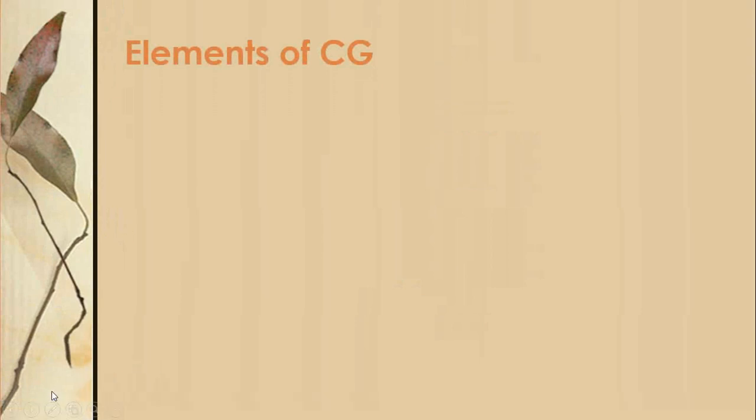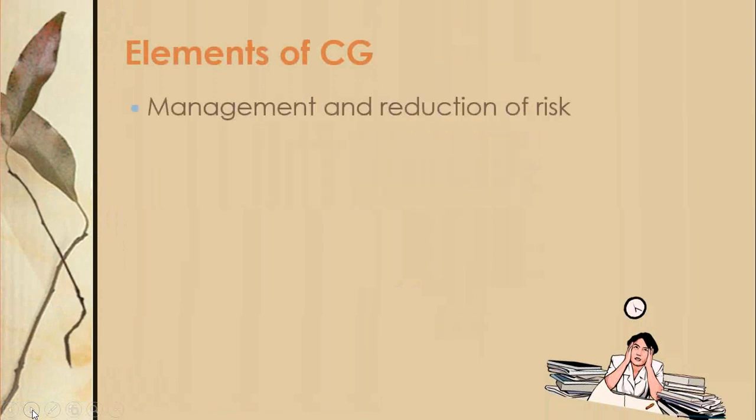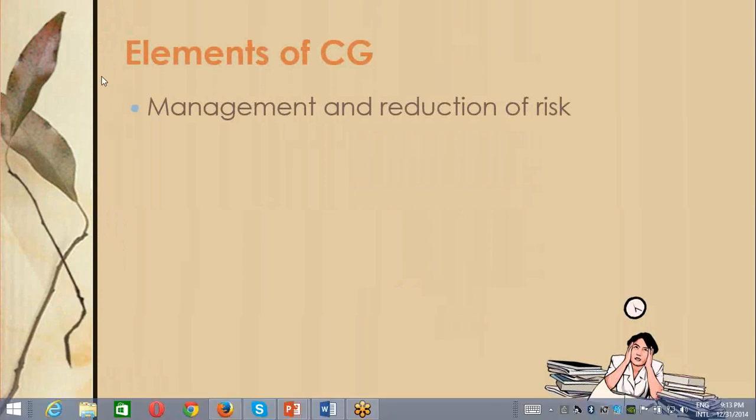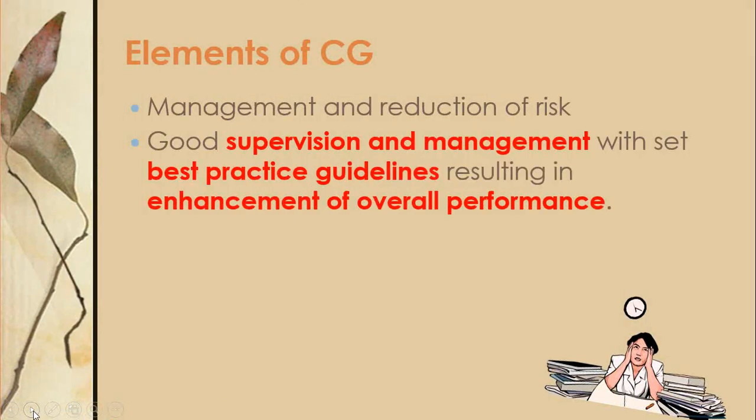So the next thing on corporate governance that we need to know is the elements of corporate governance. What are the elements of corporate governance? Yeah. So this lady, you can see in the picture, if you don't have the right corporate governance in the business, you will be like this. You know, keeping your hands on your head, because if you don't have good corporate governance, you are not going to manage and reduce your risk. So management and reduction of risk is the primary thing, and you and I know how important that is for a business.